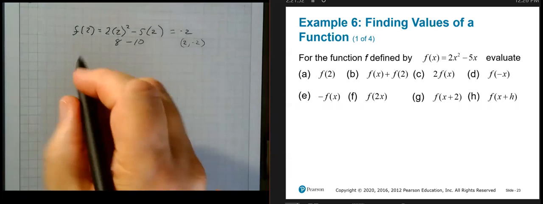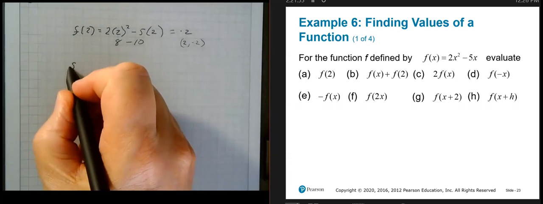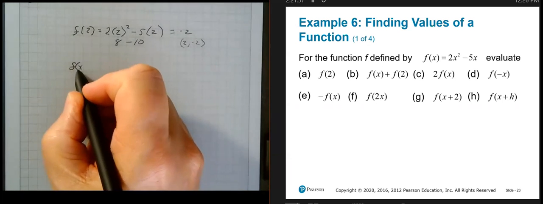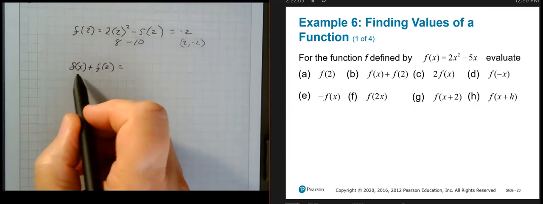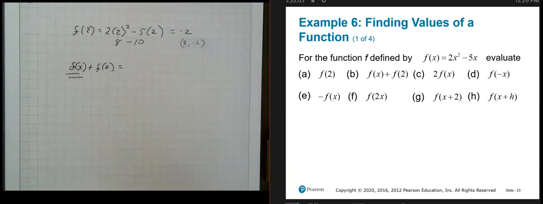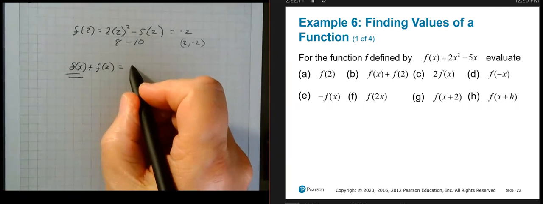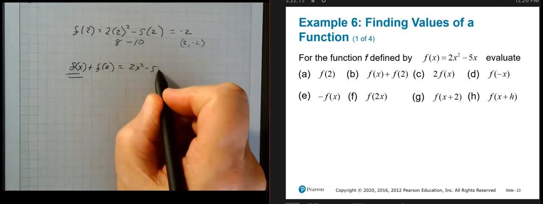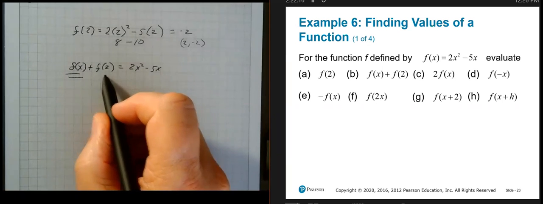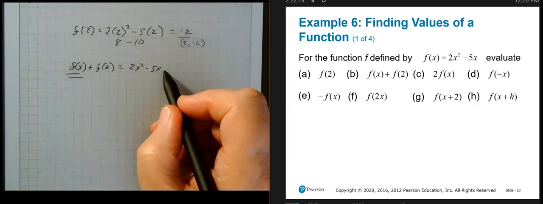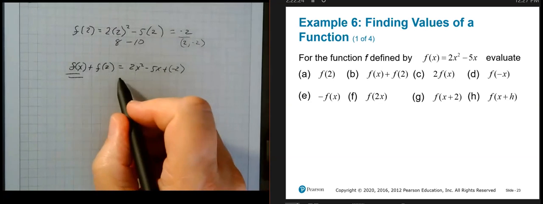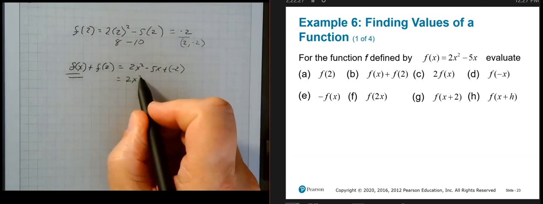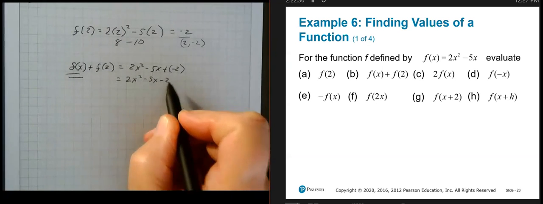Letter B, you've got to be careful of what they're asking for. To start with, they're asking for the function, and then we're going to add f of 2 to that. The function itself is 2x squared minus 5x. And then we found out what f of 2 was. f of 2 was negative 2. So this is going to be plus a negative 2. And then simplifying, this is 2x squared minus 5x minus 2.